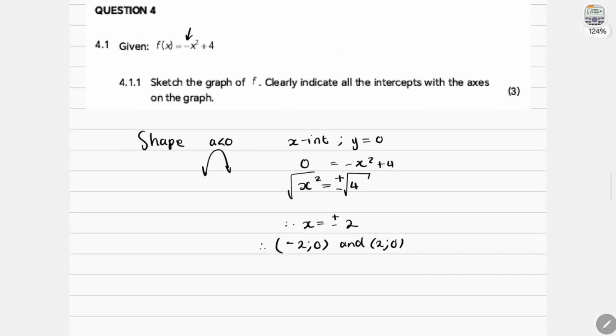And then our y-intercept is found where x is equal to 0. So simply make x equal to 0. F of 0, in place of x, is equal to negative (0) all squared plus 4. And so f of 0 is 4. So the y-intercept is 0 and 4. And now we can sketch this graph.